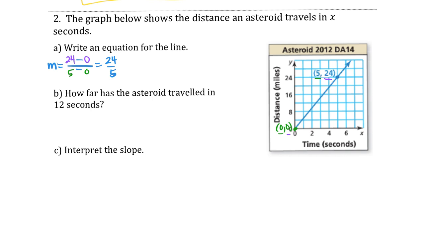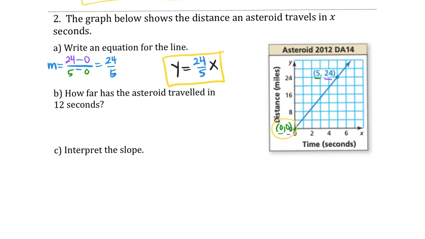I can do point slope form or y-intercept form. I'm going to do y-intercept form, slope-intercept form. So my slope is 24/5 x. The y-intercept is 0, so I could put plus 0 at the end, but I don't have to put plus 0 at the end. If you do y minus 24 equals 24 over 5 parentheses x minus 5, that's the same answer. Okay, that's my equation.